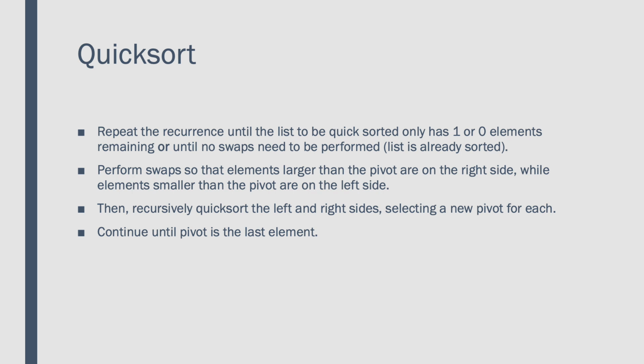Now we'll repeat the recurrence until the list to be quick sorted only has 1 or 0 elements remaining, or until no swaps need to be performed. So we'll perform swaps so that elements larger than the pivot are on the right side, while elements smaller than the pivot are on the left side. Then recursively quicksort the left and right sides, selecting a new pivot for each, and we'll continue until the pivot is the last element.